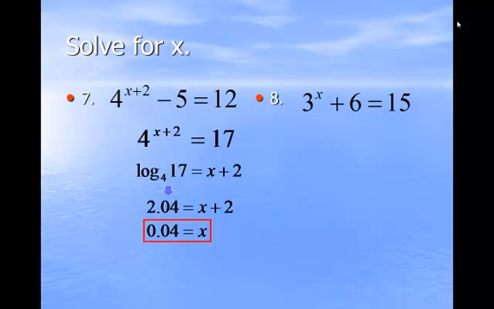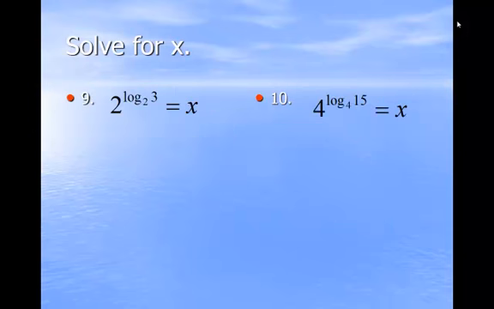Try number 8 and see if you can do this without my help. Number 8, we're going to start by subtracting 6 from 15, that's 9. So we have 3 to the power of x equals 9. Now you're going to rewrite this with a log. Your base is 3, so log base 3 of 9 equals x. Evaluate this log in your calculator as log of 9, close parentheses, divided by log 3, close parentheses. 2 is your final answer.